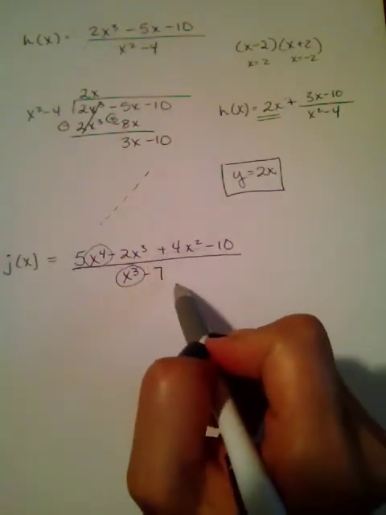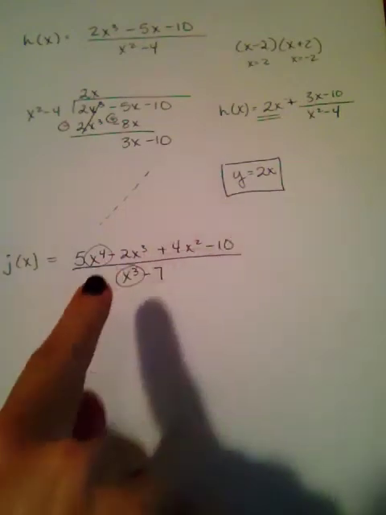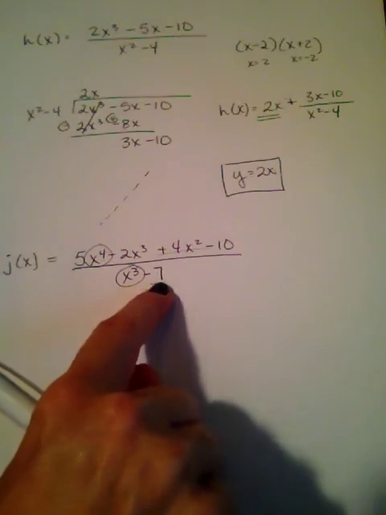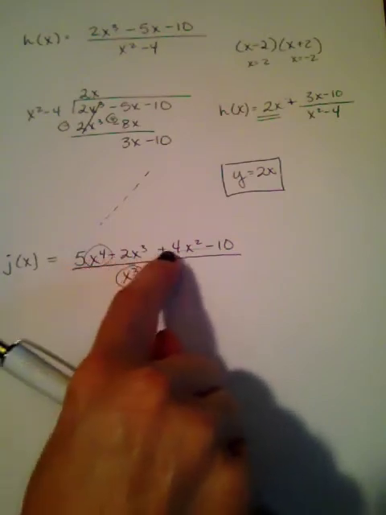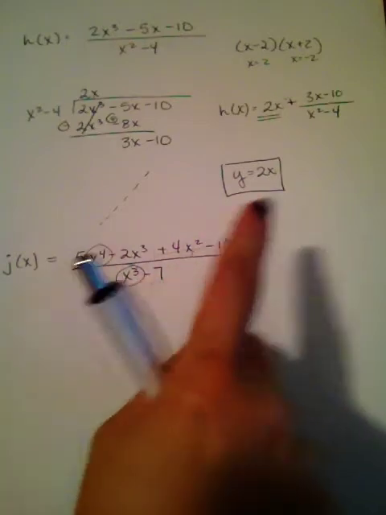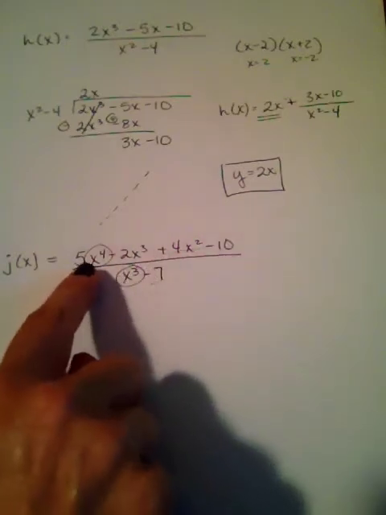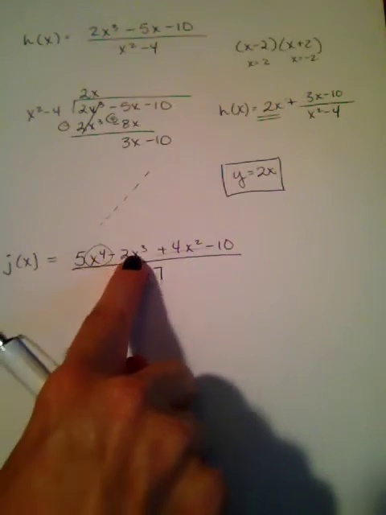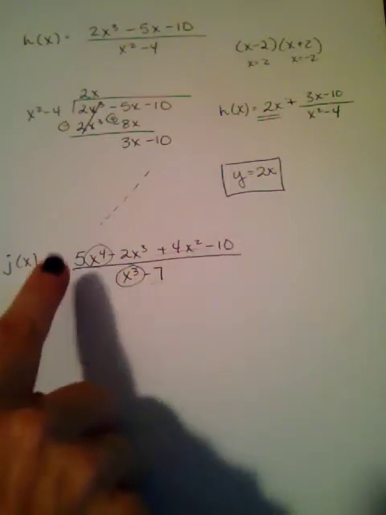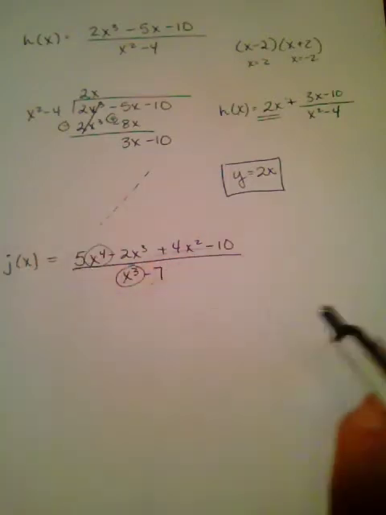No idea how to factor this, but chances are slim. If you look at this x cubed minus 7, 7's prime. So I would have to be able to plug in a 1 or a 7 and get a 0, because I'd have to have an x minus 7 or an x minus 1 in the mix of all of this. If I plug in a 1, it's 5 minus 2 plus 4 minus 10. That is not 0.